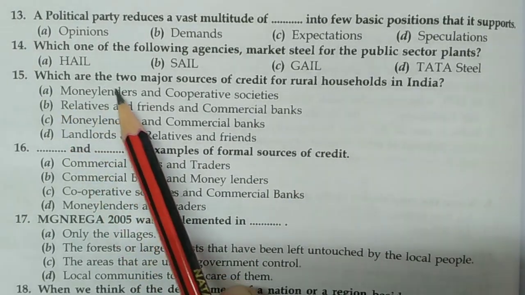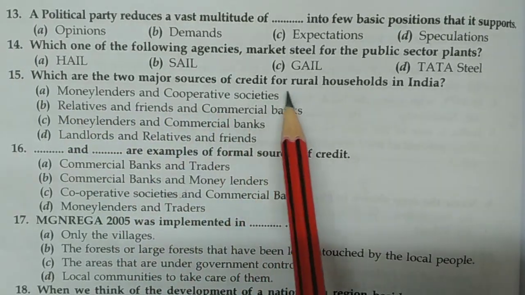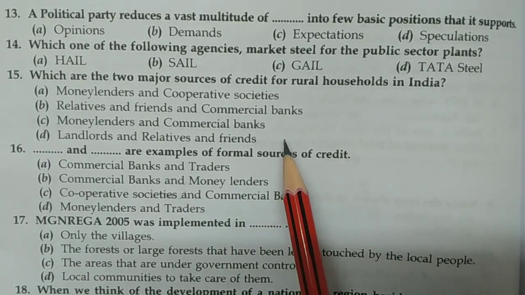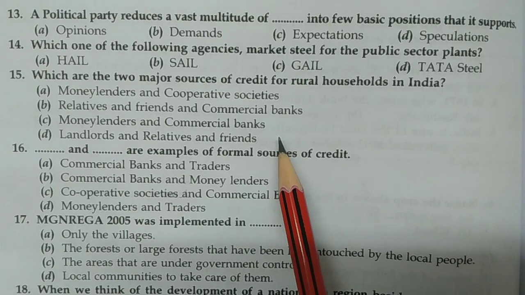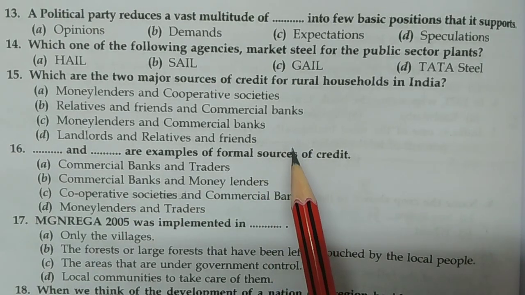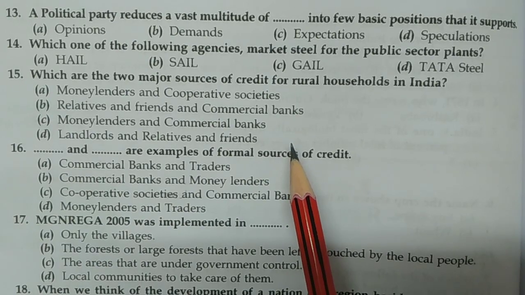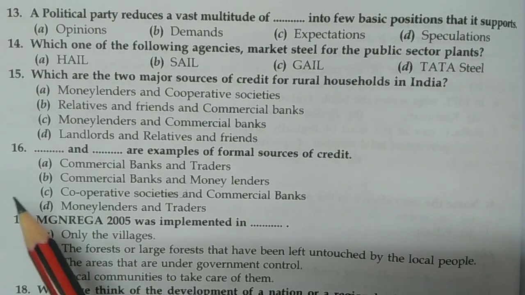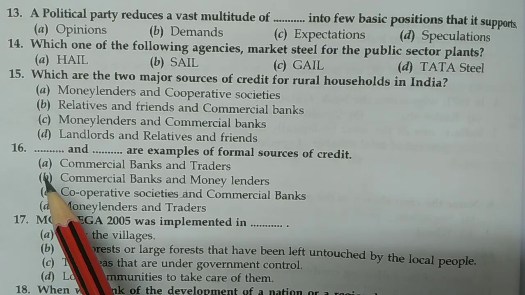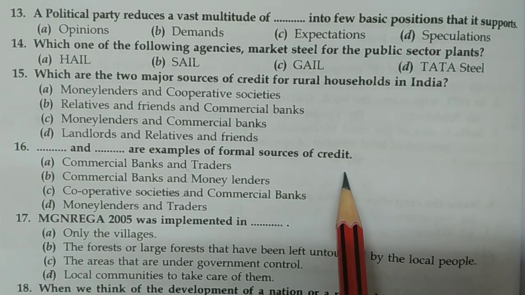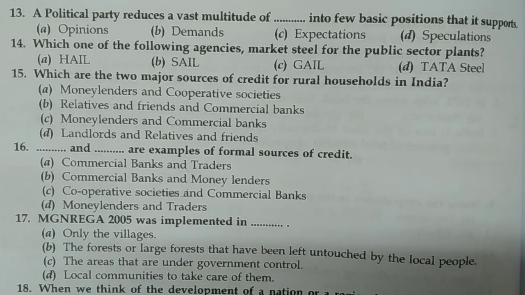Which are the 2 major sources of credit for rural households in India? See how many times these questions have been raised previously when we were discussing. So you must be aware of all these important questions, and you should choose the suitable answer which is correct from these 4. Now next, question number 16. Dash and dash are examples of formal sources of credit. So you have these 4 options. You can find the suitable answer.